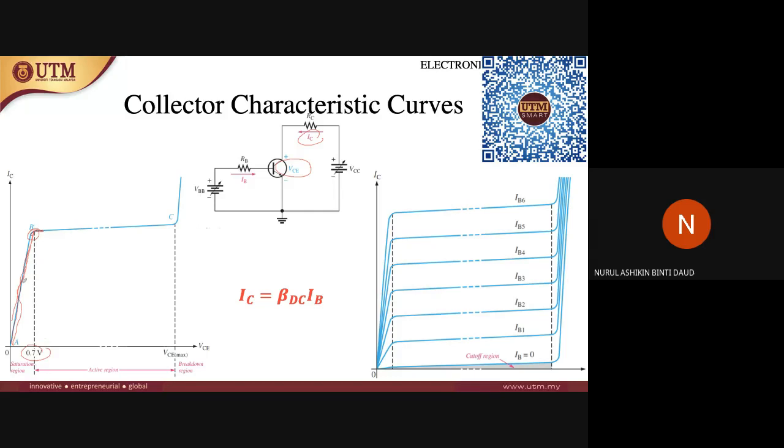You can see that when we increase VCE, the current at the collector will also increase, but not as aggressively as at AB. It will increase gradually, slowly like this. The slope is not as steep compared to AB.